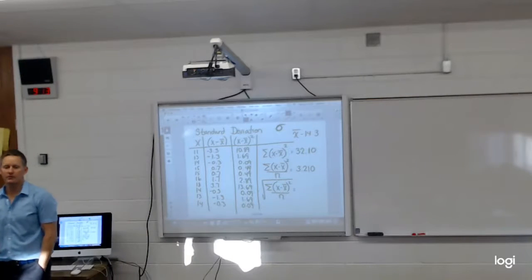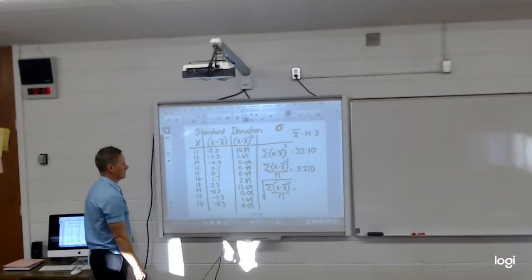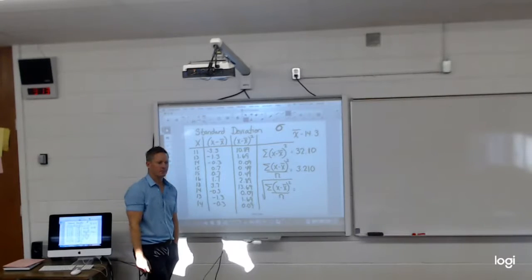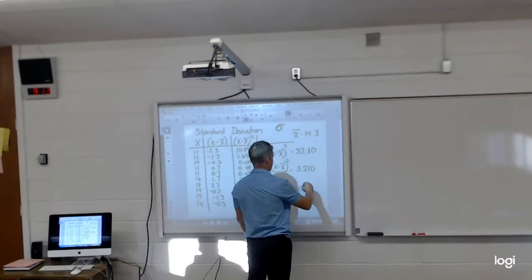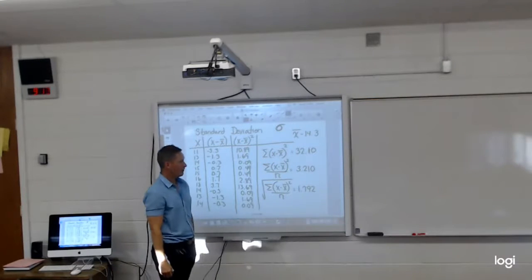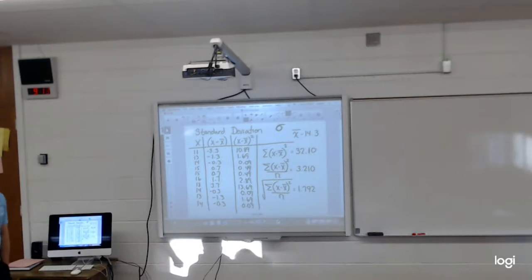So what do I have to do now? Square root of 3.210. And what do I get? 1.79. There's my standard deviation. Okay. Wow. All right.